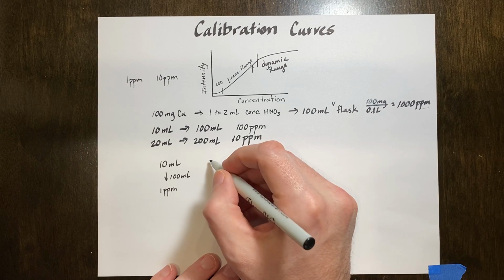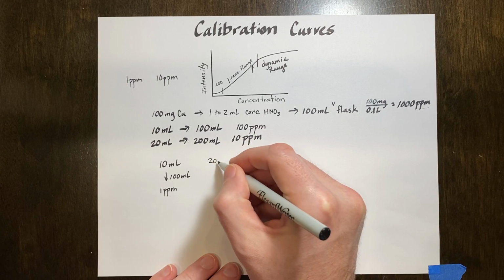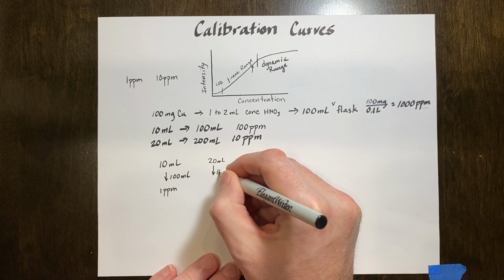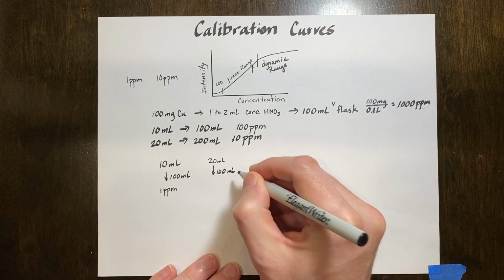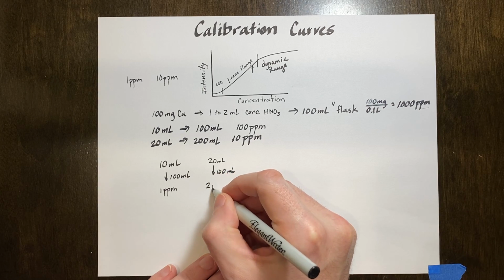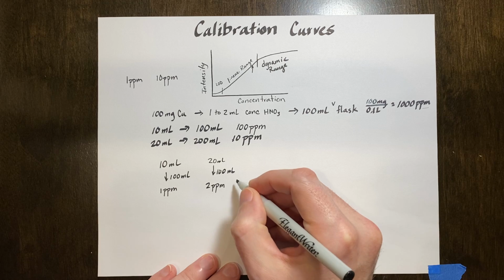And then I'm going to take 20 milliliters and do the same thing. I'm going to dilute it into 100. And now this will make 2 parts per million copper.